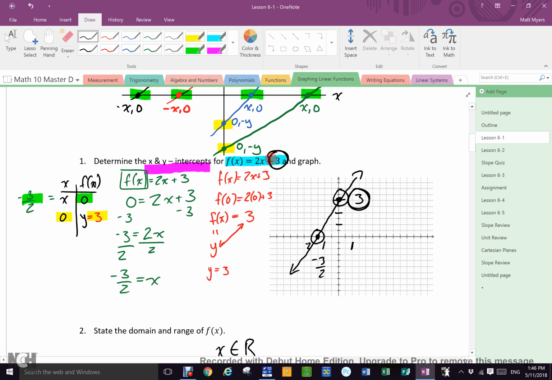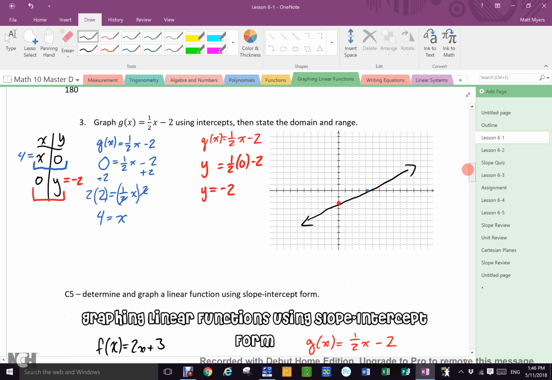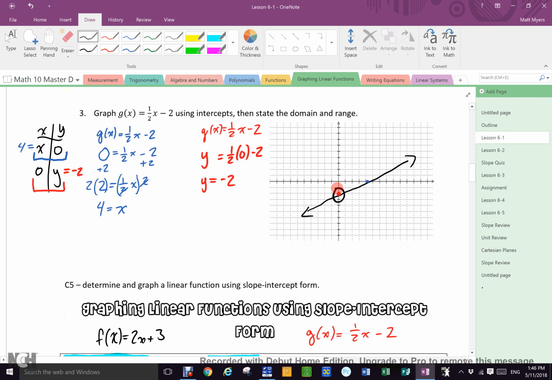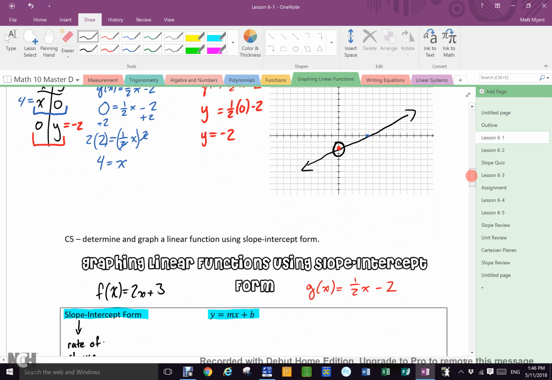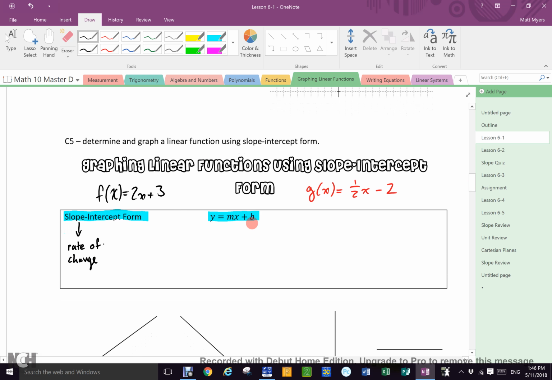Everyone see? Look at the next one. There's the y-intercept. Is it in the function? Where? -2. So what then, using your brain, what does B tell us? The y-intercept.